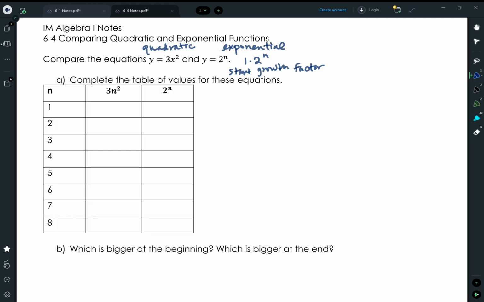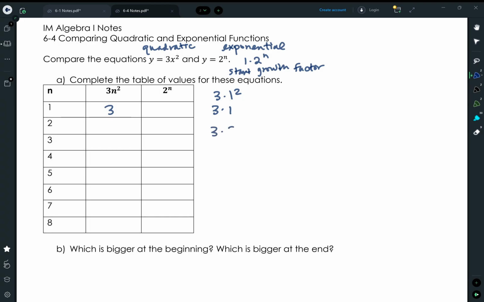So just try to make sure we get some review in from our previous unit. So we're going to go ahead and fill out these tables. If we have n equals 1 and we have 3n squared, that means 3 times 1 squared, and 1 times 1 is 1. So 1 squared is 1. 3 times 1 is 3.